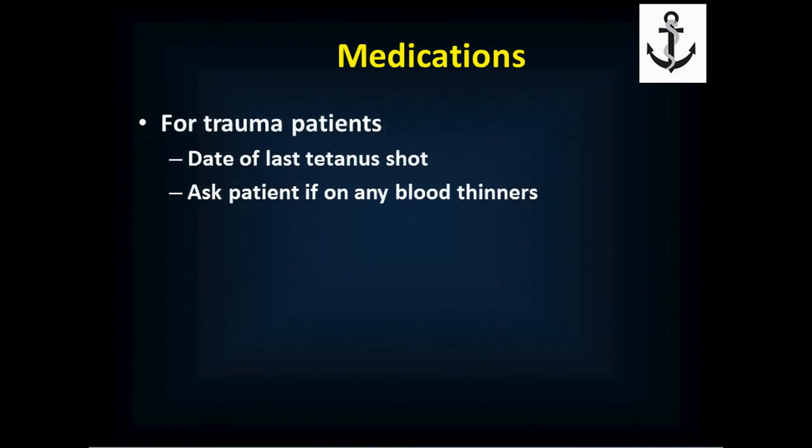For trauma patients, 2 other questions to ask are, when was your last tetanus shot? Was it within 10 years? And are you on any blood thinners? That's the warfarin medications, but it's a lot of other agents as well. Even aspirin is a blood thinner, and they all increase the risk of the patient dying if they have traumatic injuries. So you really need to ask, what medications are you on? And then really clarify, are any of these blood thinners?